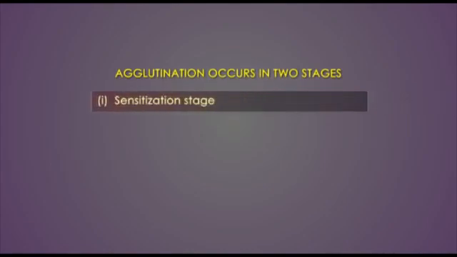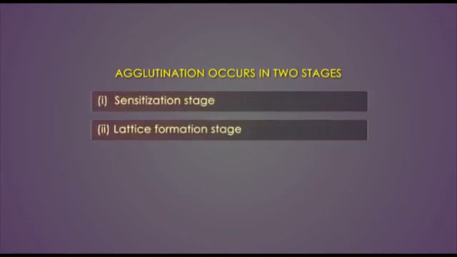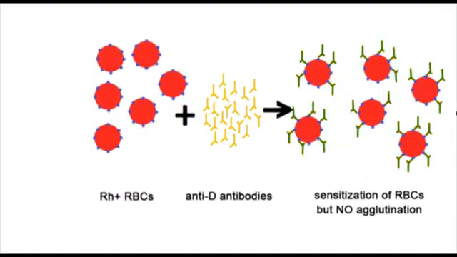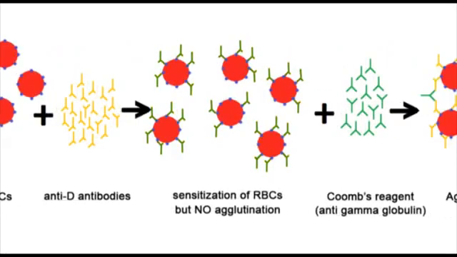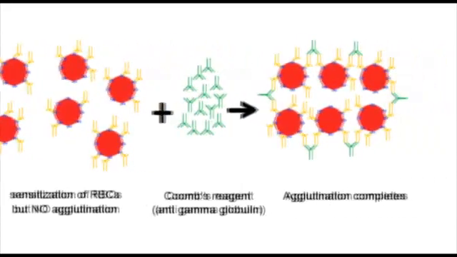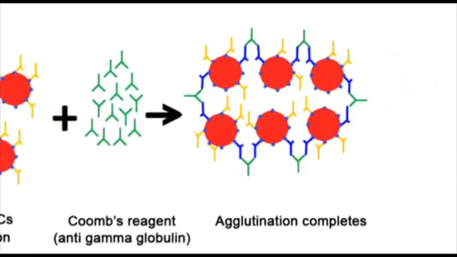Agglutination occurs in two stages. First, the sensitization stage, and second, the lattice formation stage. In the sensitization stage, antibody binds to a single epitope on the antigen particles. In the lattice formation stage, the two antigen binding sites on a single antibody bind to epitopes on two different antigen particles. This causes cross-linking of the antigen particles, and thus lattices are formed.